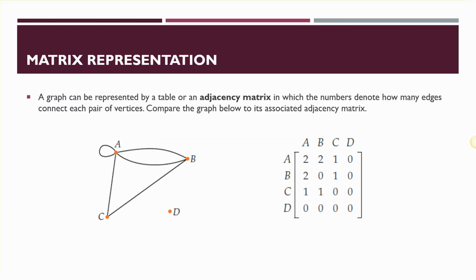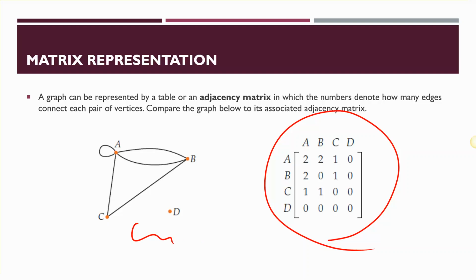A graph can be represented by a table or an adjacency matrix, just like this, in which the numbers denote how many edges connect each pair of vertices. So what we're going to do is compare the graph, or the network, below and its associated adjacency matrix. We read it like a book, from left to right and from top to bottom.